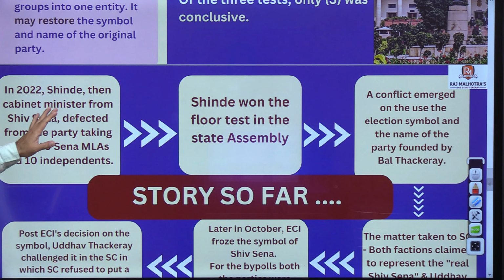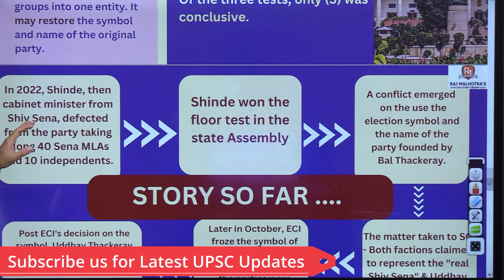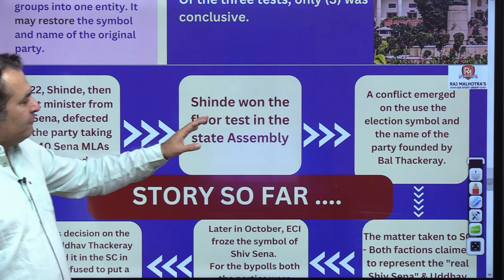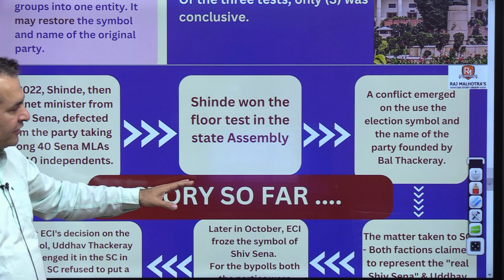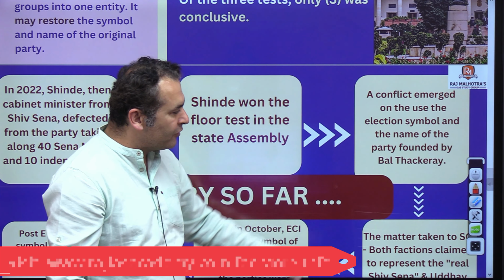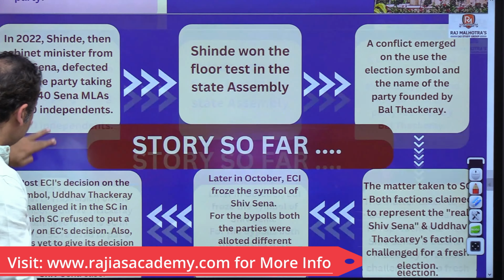In 2022, Mr. Shinde, then cabinet minister from Shiv Sena, defected from the party, taking along 40 Sena MLAs and 10 independents. Then Mr. Shinde won the floor test in the state assembly. A conflict emerged on the use of election symbol and the name of the party founded by Balasaheb Thackeray.